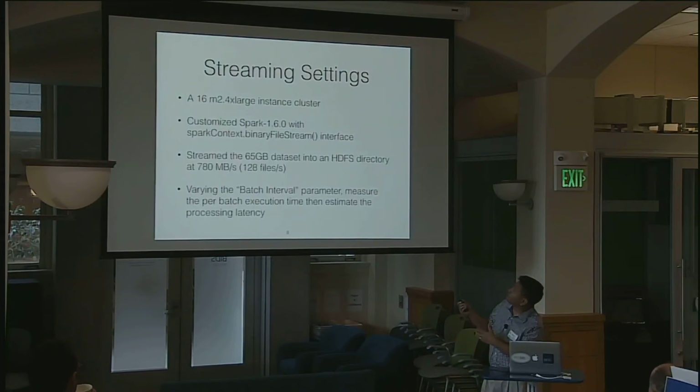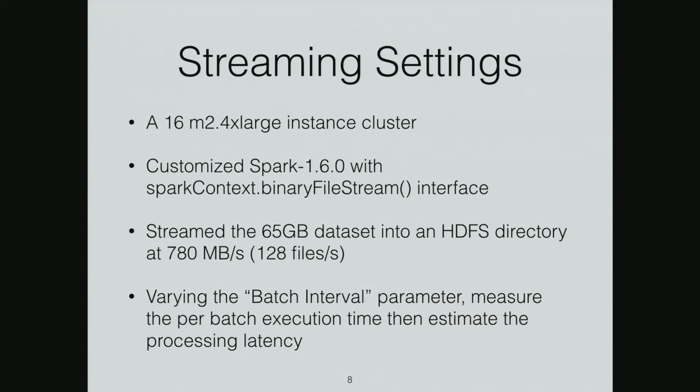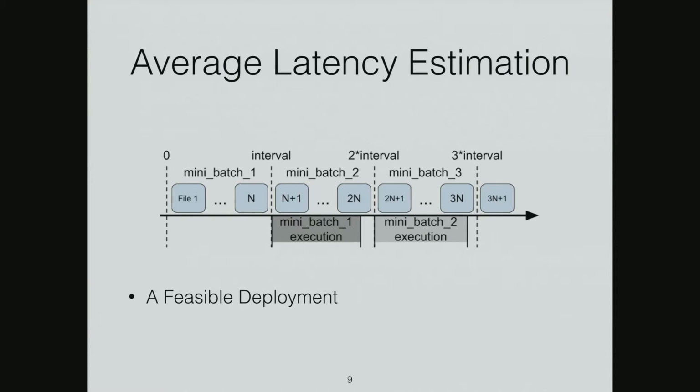Okay, and for the streaming part, we set up a 16-node cluster, and we investigated a configuration set through the batch interval parameter for Spark, which means for a certain amount of time, we accumulate a bunch of files, then we put them in a mini batch, then execute it. We measured the processing latency as the time from when we get the first file to the time when we finish processing the last file in that mini batch. We call this a feasible deployment.